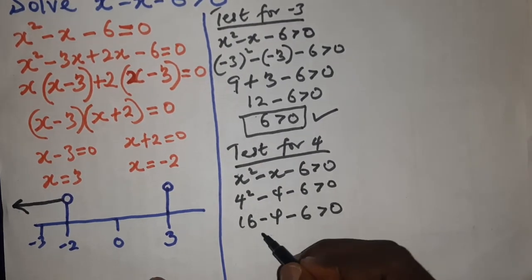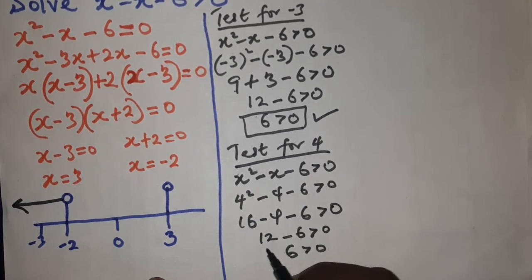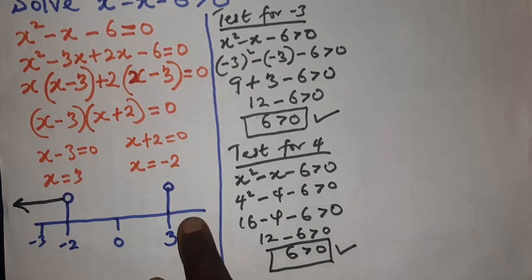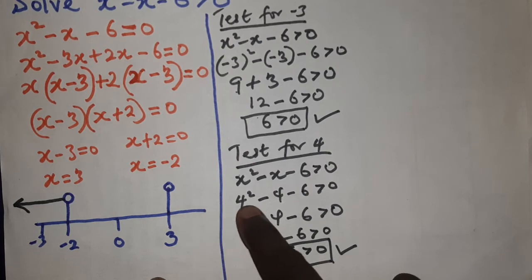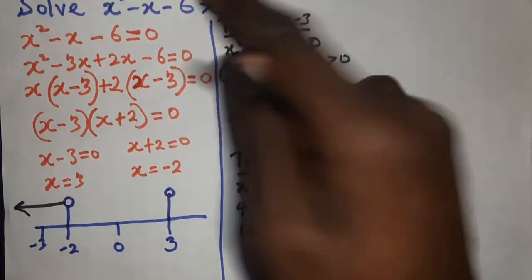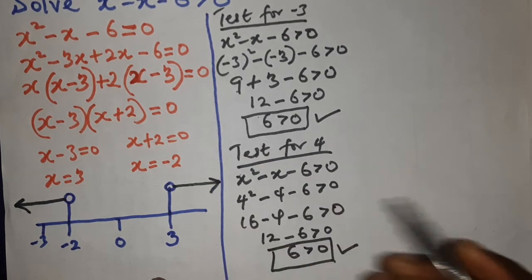16 minus 4 is 12. 12 minus 6 is greater than 0. 6 is greater than 0. Is it true that 6 is greater than 0? Yes, it is true. That means the 4 I picked from here worked out, and it means every other number in this region, 4, 5, 6, 7, 8, 9, 10 to infinity, will also work out and make the quadratic inequality true. And that means I can draw my arrow here to show you that it is true that numbers in this region will work out.